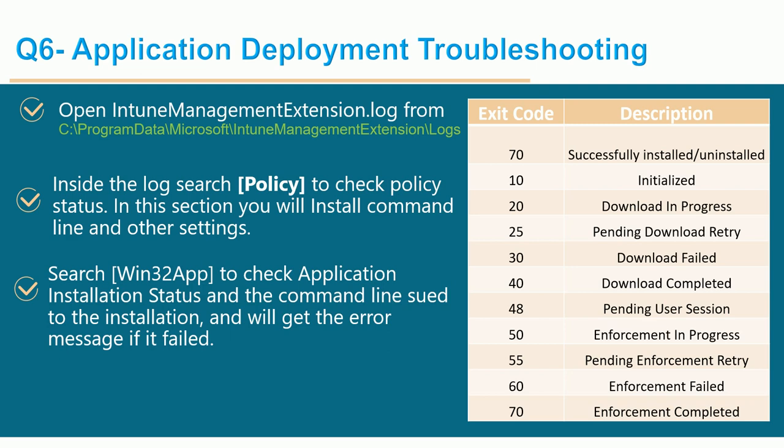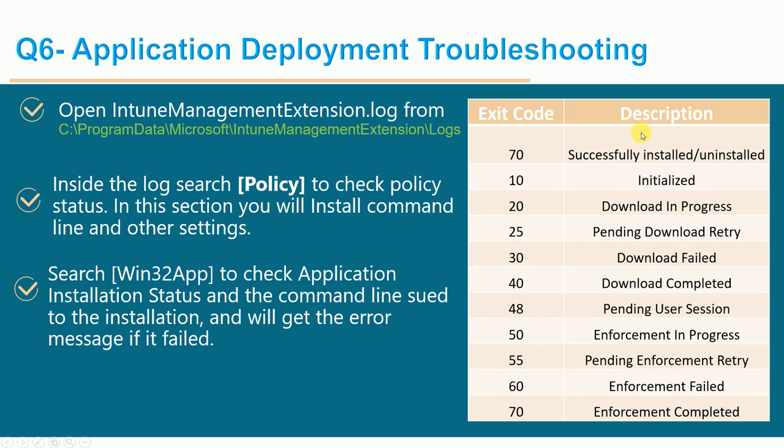After checking this, to troubleshoot your app, search with the Win32 app hashtag, and here you can see whether the application was triggered for installation, or is downloading, and the installation status or the installation failed status. So you will track it under this hashtag.